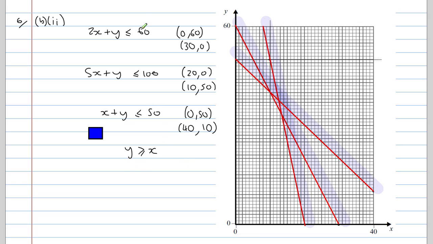Our final inequality is y is greater than or equal to x, so we need to draw the line y equals x. That's a line with a gradient of 1 starting at 0, 0. So another point on the line it would go through would be 40, 40.